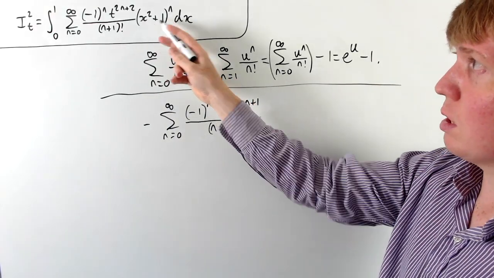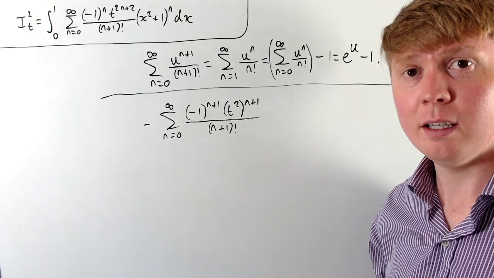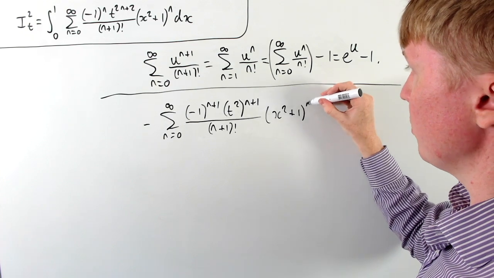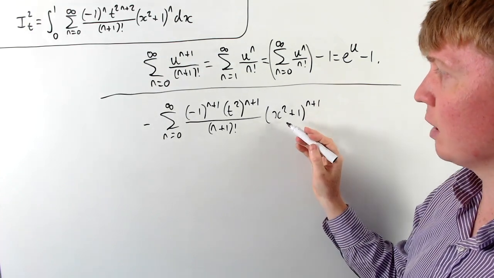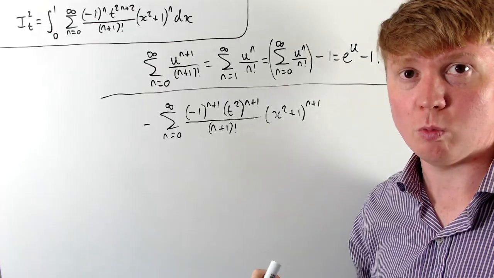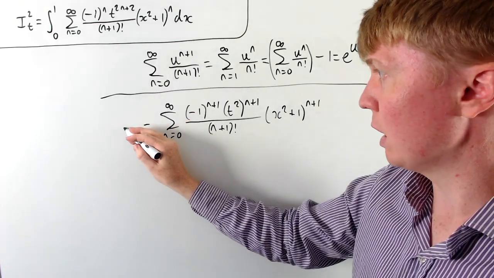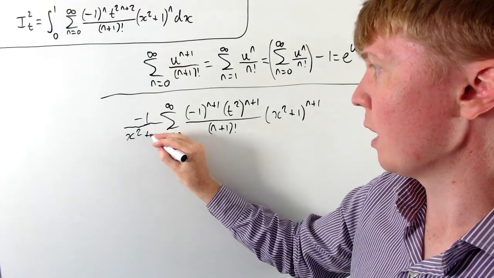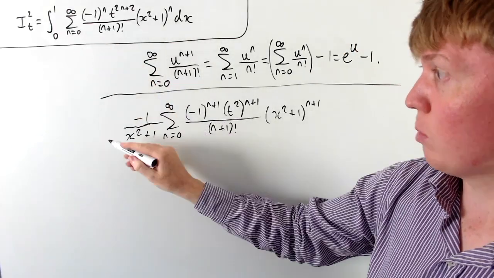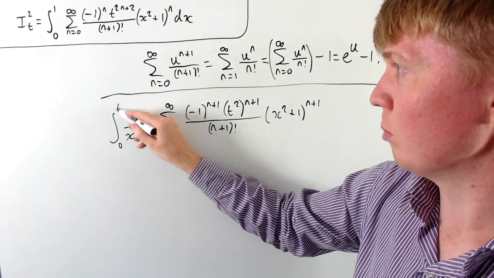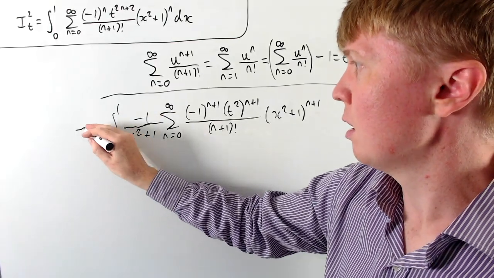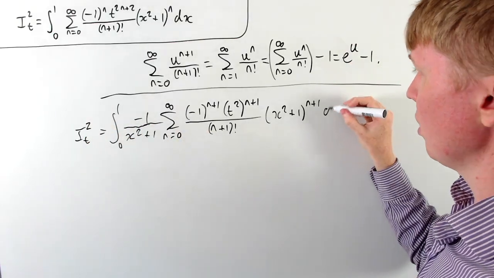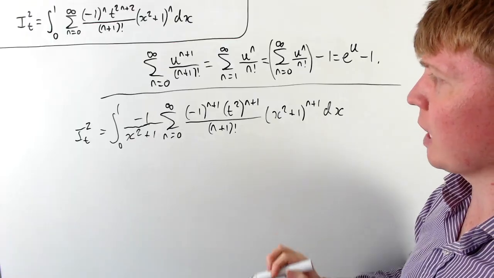And now if we want to turn this (x squared plus 1) to the power of n into a power of n plus 1, we can write this (x squared plus 1) to the power of n plus 1, but now we need to divide through by x squared plus 1. So instead of having negative, we'll write this as, let's say, negative 1 over (x squared plus 1). And then this whole expression, we've just got our integral going between 0 and 1. So this is our original integral, all squared, is equal to this expression, now integrated with respect to x.